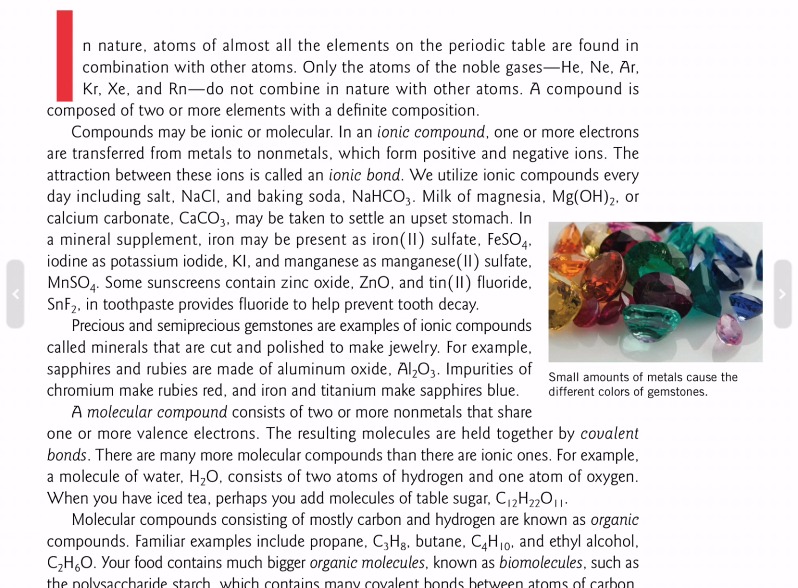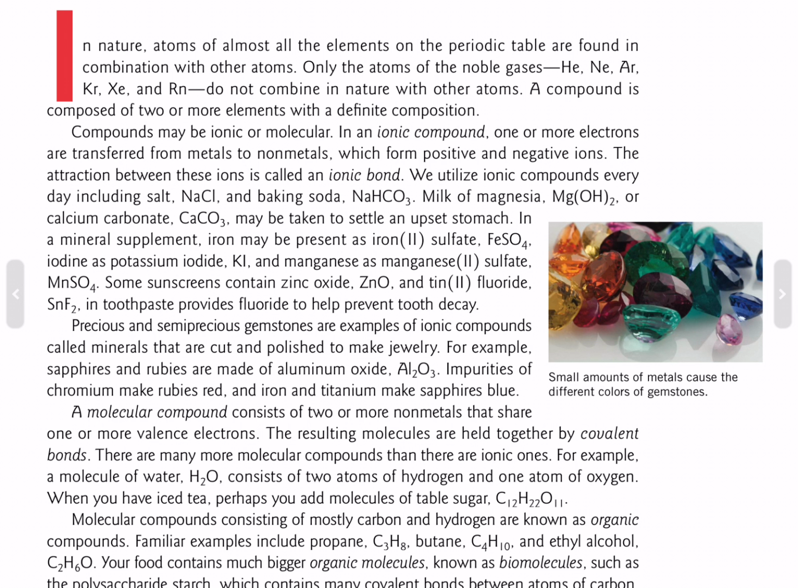Compounds may be ionic or molecular. In an ionic compound, one or more electrons are transferred from metals to nonmetals, which form positive and negative ions. The attraction between these ions is called an ionic bond. We use ionic compounds every day, including salt and baking soda, milk of magnesia, or calcium carbonate, which may be taken to settle an upset stomach.